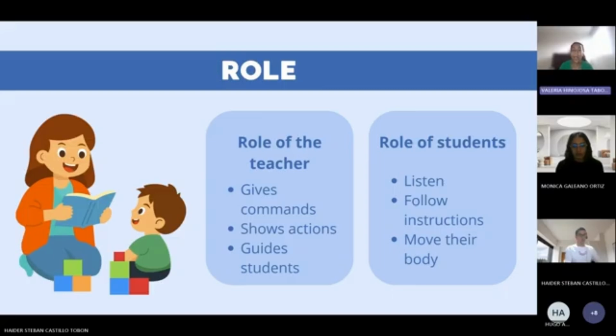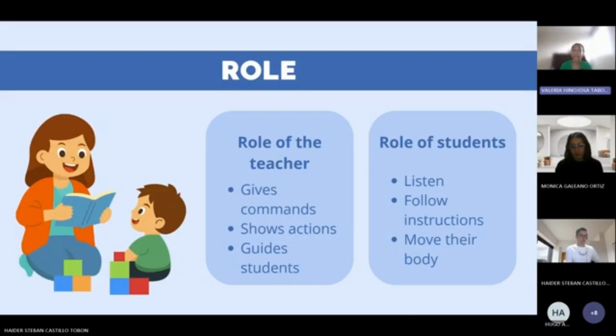Roles. As a teacher, this method is very fun and dynamic. The teacher gives instructions or commands like stand up or open the door, and the teacher also shows the action, so students can understand easily.